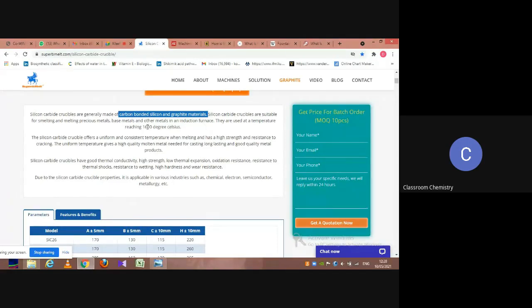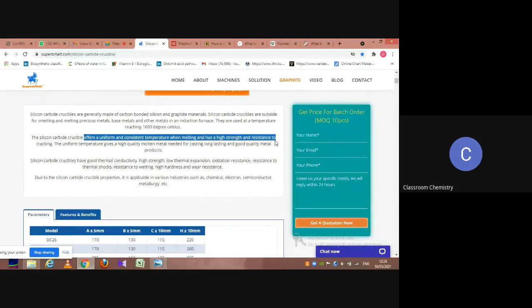So you can imagine how hot that temperature is. Okay, even at a temperature of 45 degrees Celsius, if we get burned our skin reacts, but 1600 degrees Celsius, you can imagine how hot that would be. At that temperature we use this material as a crucible because this crucible offers a uniform and consistent temperature when melting and has a high strength and resistance to cracking.